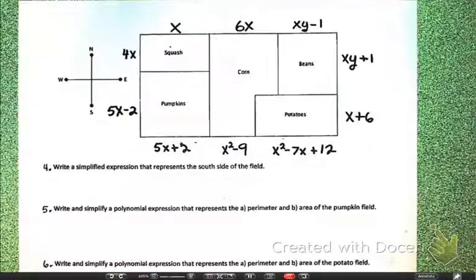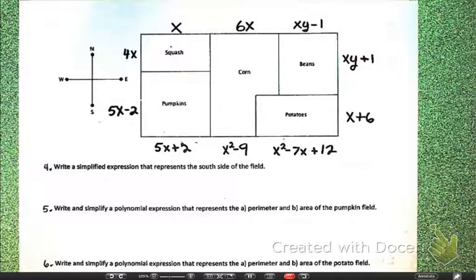So let's look at a farm, or a garden. This can be our garden. We're going to build this garden. And in order to build this garden, we have some dimensions. We're not given whole numbers, but we're given dimensions, and we're going to come up with different expressions. So, problem 4 says, write a simplified expression that represents the south side of the field.